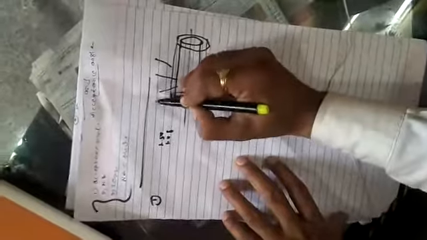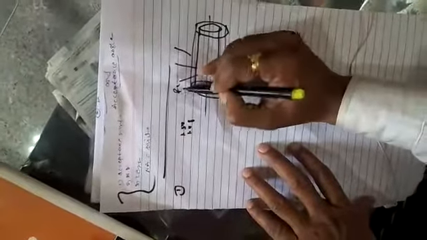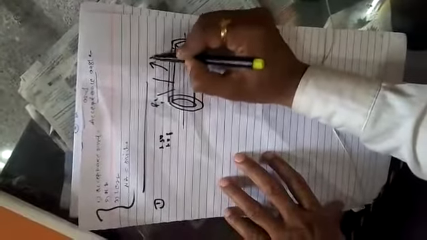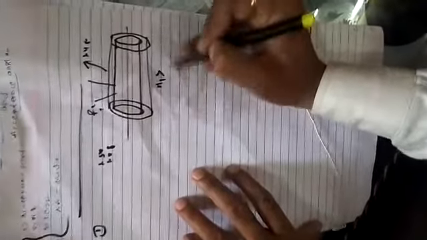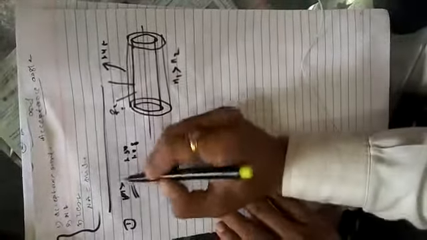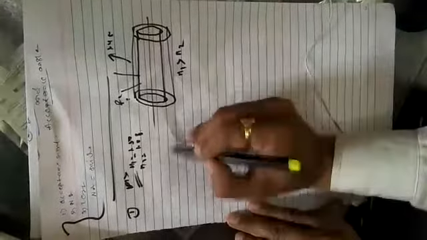The refractive index of the core is given as 1.5. The refractive index of the clad is given as 1.48. We know the fundamental point: the refractive index of the core n1 is always greater than n2. Write the solution: given that n1 is equal to this, n2 is equal to this, then apply the formula for the numerical aperture.